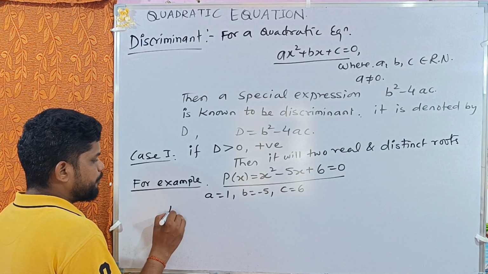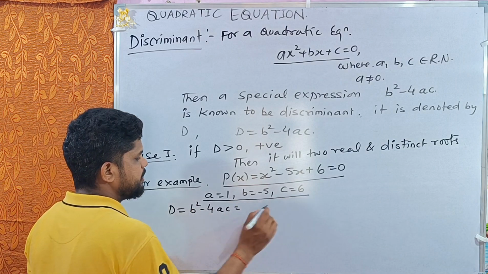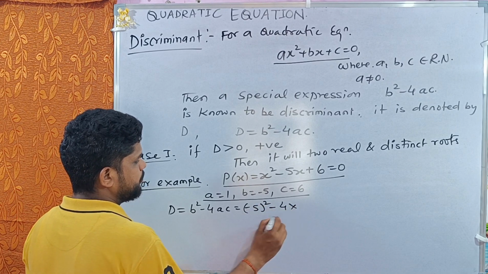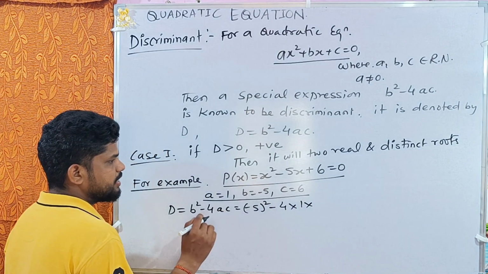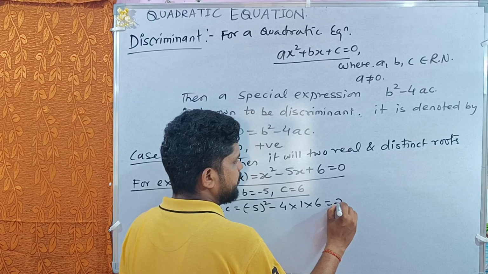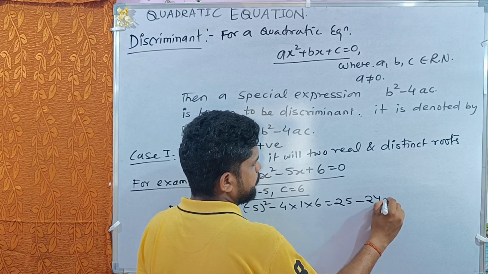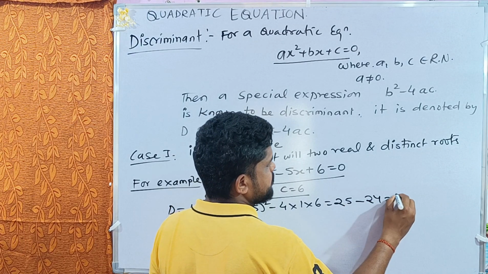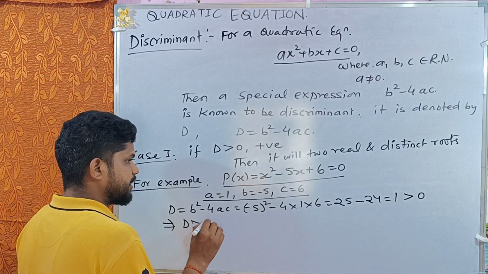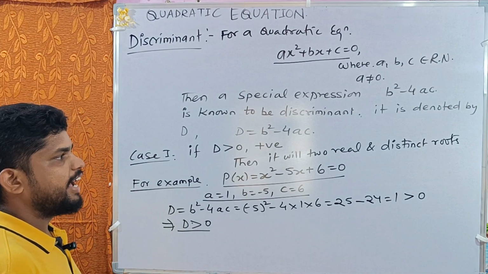And here the value of the discriminant will be b square minus 4ac. Putting the values of a, b, c, we get minus 5 square minus 4 into 1 into 6, which is 25 minus 24, which is 1, which is greater than 0. This implies that the discriminant is greater than 0, so it should have two real and distinct roots.